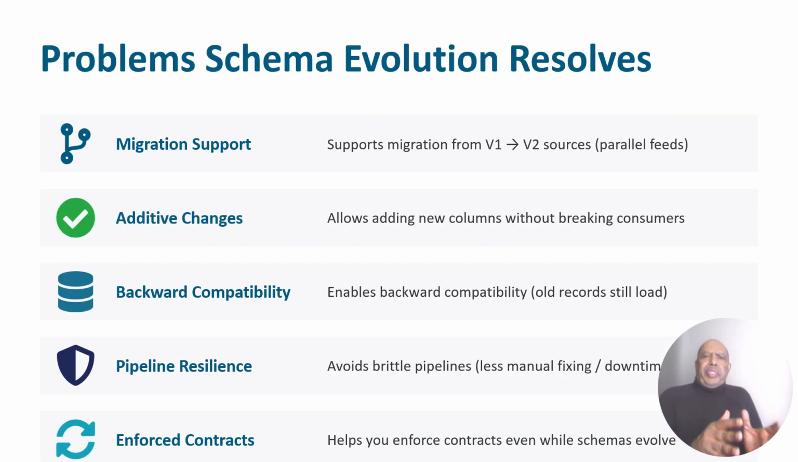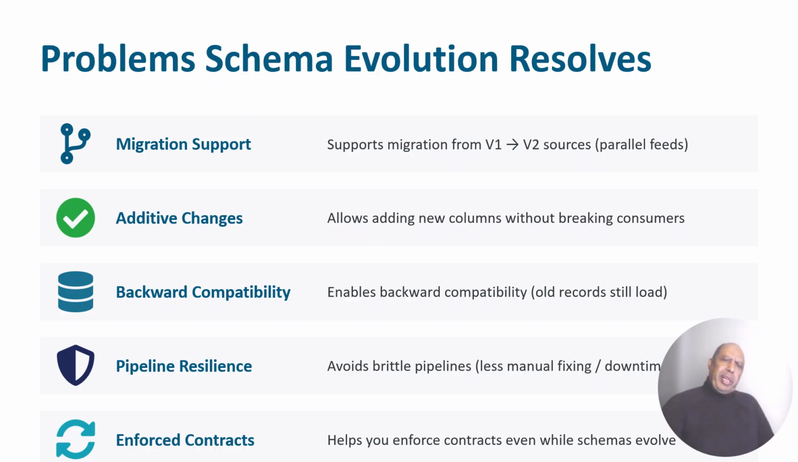Here are the 5 critical problems that schema evolution solves. Number 1 is migration support. When you are migrating from a V1 source to a V2 source, you often need to run them in parallel during the transition. Now, schema evolution lets you union both sources into one table, even though they have different schemas. This is huge for zero downtime migration.